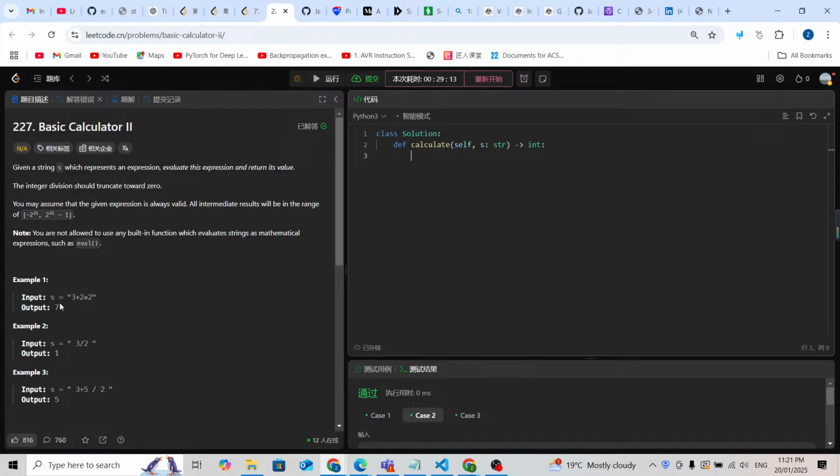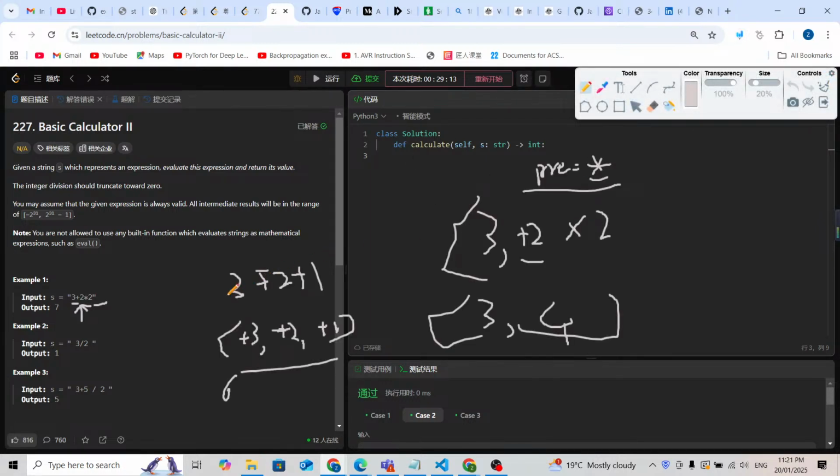Calculator. We are given a string s, which is a mathematical expression, but there are no parentheses, so this makes the problem a little bit easier. We just need to consider plus, minus, multiplication and division. First of all, let's consider what happens if there's only a positive or negative sign. Basically, this is going to be easier to calculate.